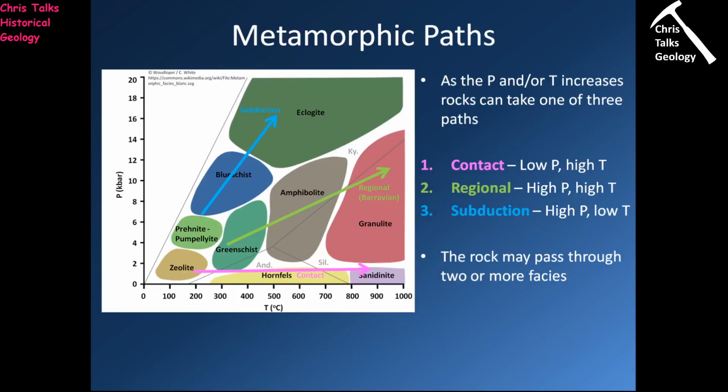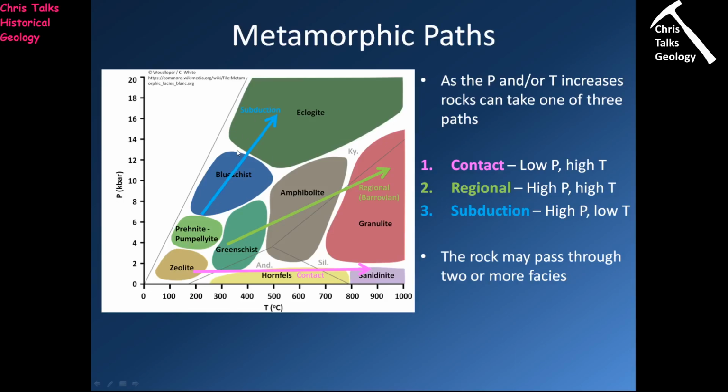Okay, so when we try and metamorphose our rocks, we can take one of three distinct paths. We can take the contact path, which is here in pink, the regional metamorphism path, here in green, or the subduction path, here in blue. Now the conditions for each of these paths are different. So you'll see down here the contact metamorphism path, well, it's quite low pressure, but it's very high temperature. So contact metamorphism, low pressure, high temperature.